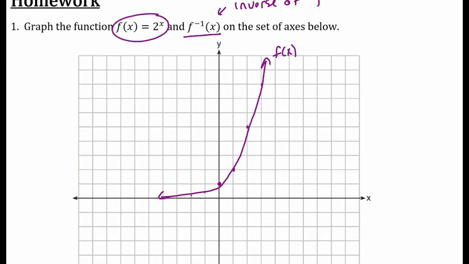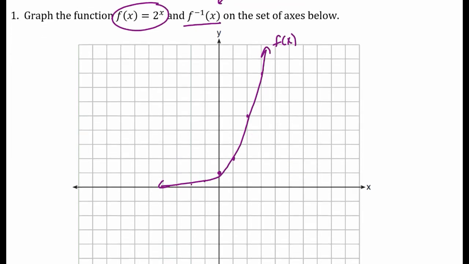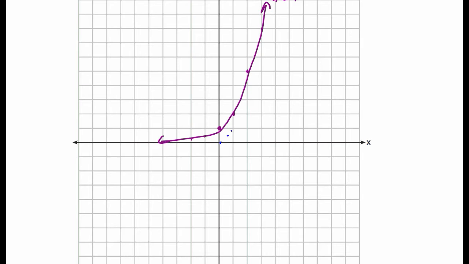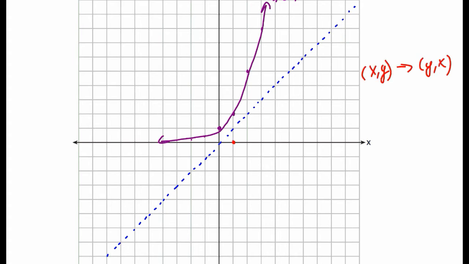So, to find the inverse of any function, we reflect it over the line y equals x. We say, what's the image of that function after I reflect it over the line y equals x? That's how we find the inverse. So the point 0, 1 becomes the point 1, 0. We take x, y and map it to y, x. We switch the x and y's. 1, 2 becomes 2, 1.